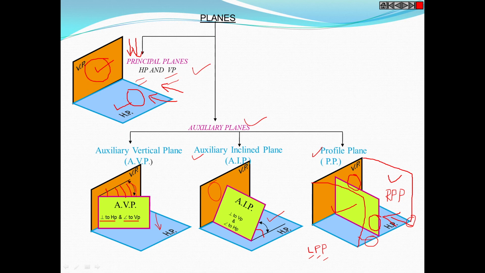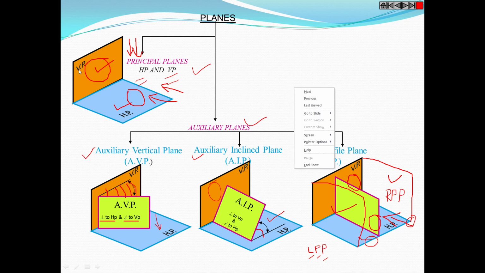If the plane is inclined to the vertical plane and perpendicular to the horizontal plane, it is called an AVP, auxiliary vertical plane. And if the plane is inclined to the horizontal plane and perpendicular to the vertical plane, we get the auxiliary inclined plane. Okay, we are moving further.